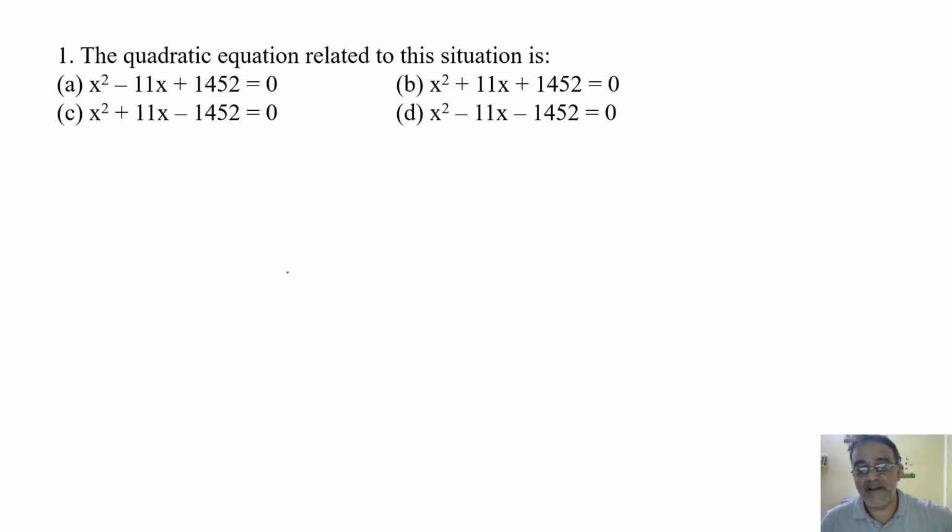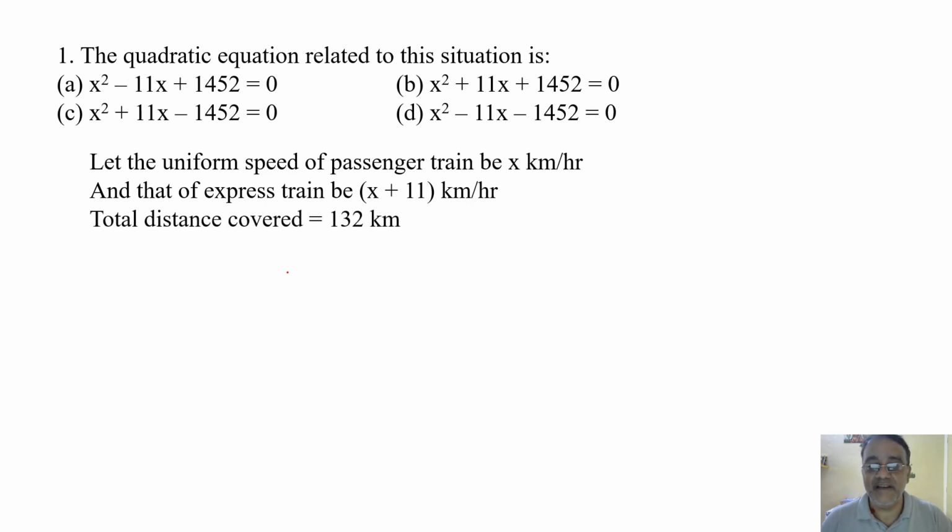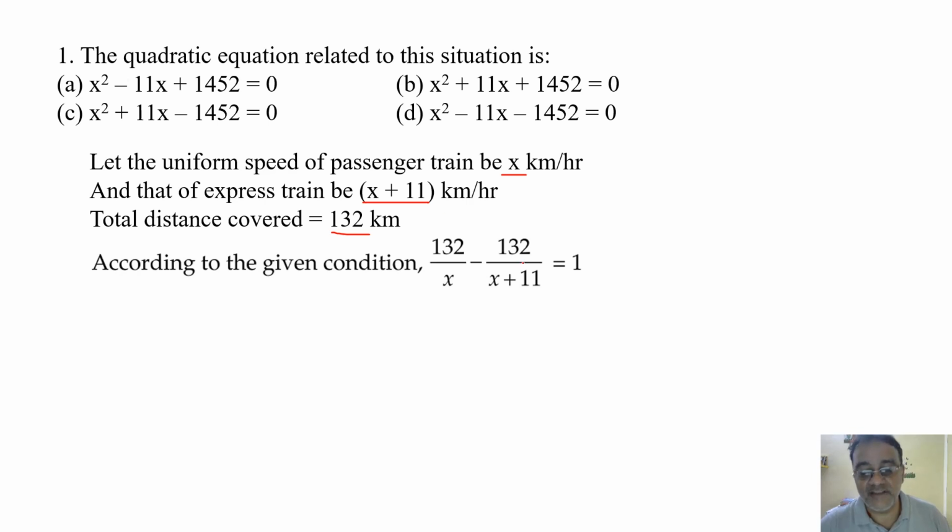So let the speed of the passenger train is x km per hour. So express train का 11 km per hour ज़्यादा है, तो x plus 11 km per hour, and the total distance covered by train is 132 km, right? And who will take more time, passenger train or express train? Passenger train, right? So 132 by x, इसका time हो जाएगा 132 upon x plus 11 express train, and the difference is given 1 hour. So according to the question, we are getting this one.